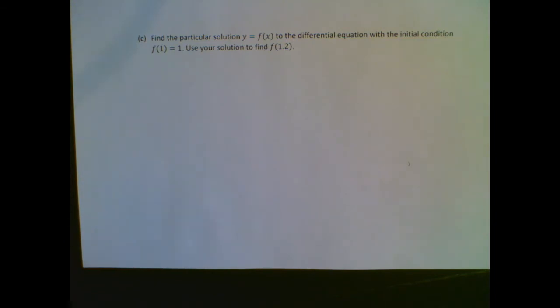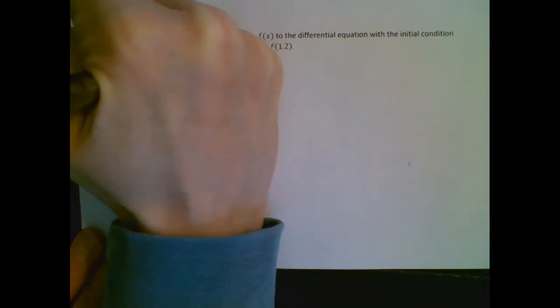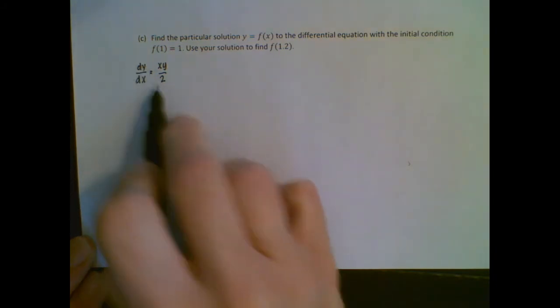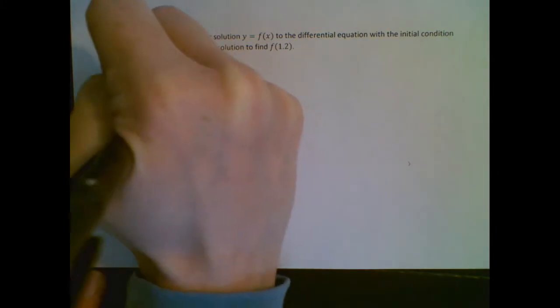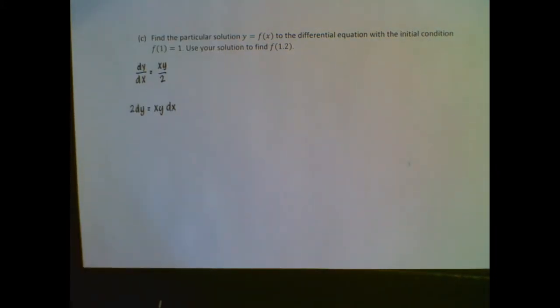So in this case, we were talking about the differential equation dy/dx is equal to xy over 2. And I'm going to do pretty much the same thing I did in the last problem. I'm going to cross multiply to clear my fraction anyway. So that's going to give me 2 dy is equal to xy dx.